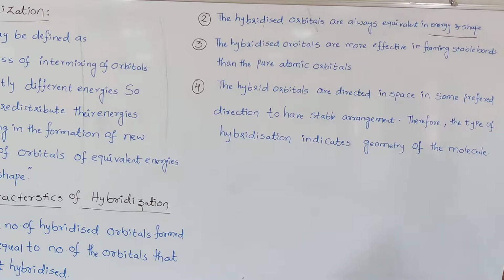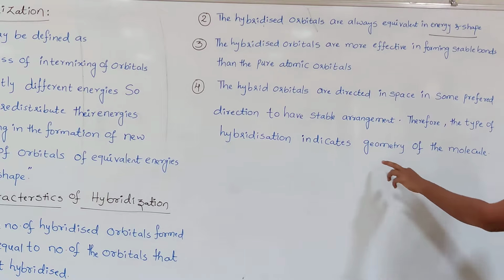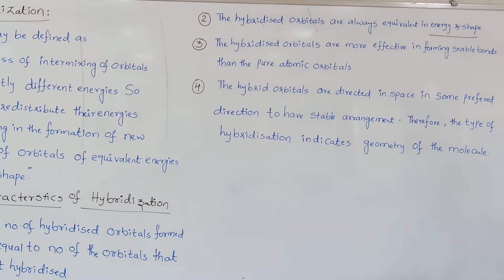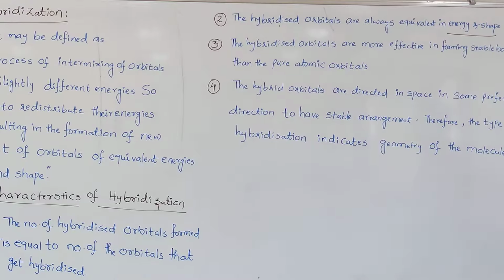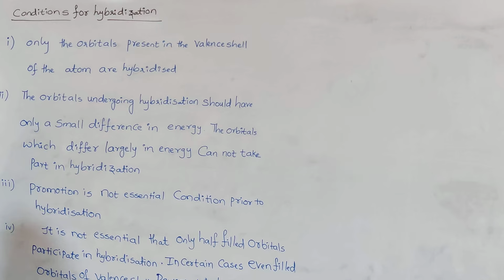Then the fourth one is, after the formation of these hybrid orbitals, they are directed in space to have the most stable arrangement. That means all the hybrid orbitals are oriented in a particular geometry and a particular shape. That particular geometry or shape is always said to be the most stable arrangement of that molecule. So once we know the hybridization, it is easy to predict the geometry of a molecule. These are the characteristics of the hybridization. Next we move toward the conditions for hybridization.